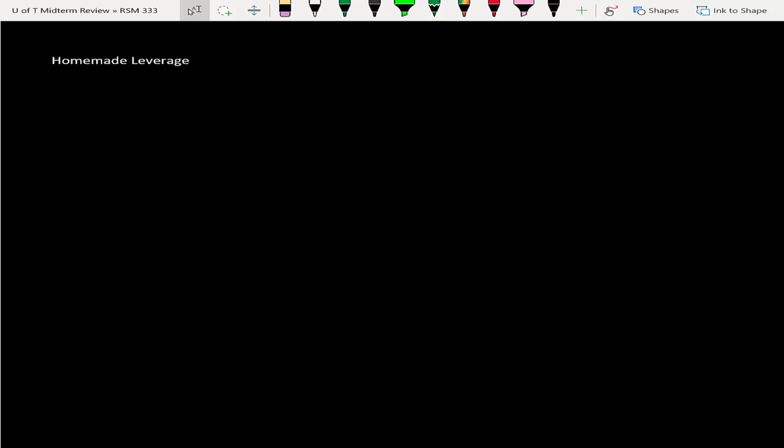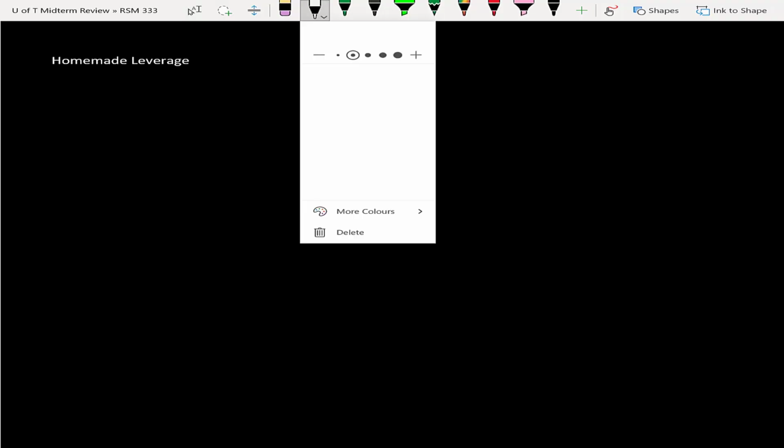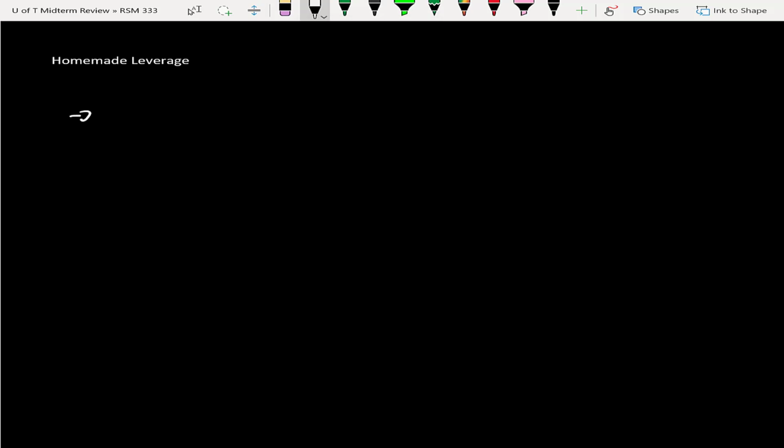We're going to now talk about homemade leverage. So the first two things we talked about were actual real life things, the various types of financing, and then the break-even EBIT, which is at what level does it make sense to add debt. This is more theoretical. This ties with the M&M model.